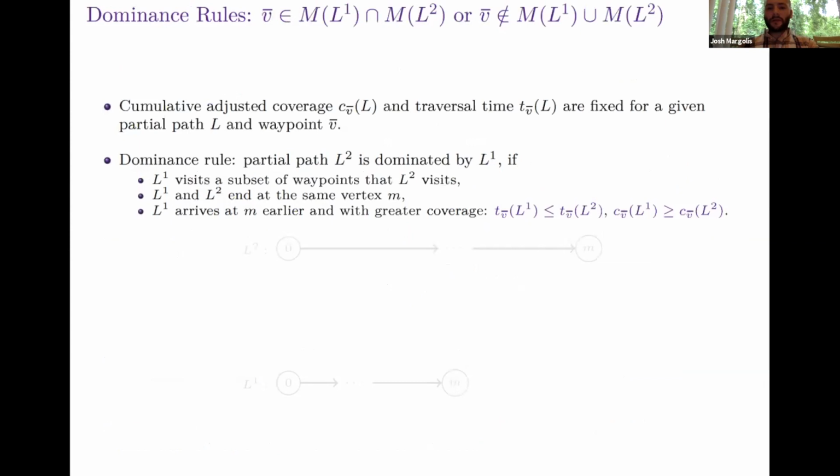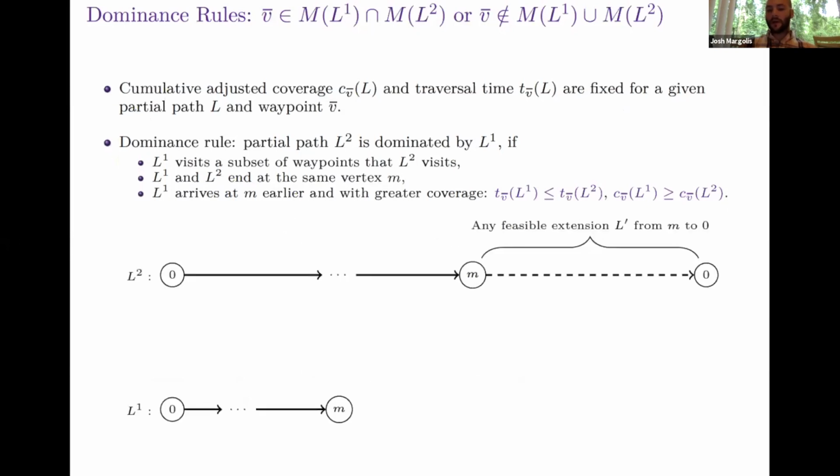And so how do we determine dominance rules? Well, again, everything falls from V bar. So if I consider two labels, L1 and L2, where L1 visits a subset of the waypoints that L2 visits, L1 and L2 end at the same vertex, and L1 arrives earlier with greater coverage, I now need to account for V bar, because that's our crucial point in our reformulation. If both labels have V bar or neither has V bar, it's a simple copy and paste of the extension. Any extension I apply to L2, I can apply to L1. And if L1 dominated L2 before, it will for any extension, and we can move forward.